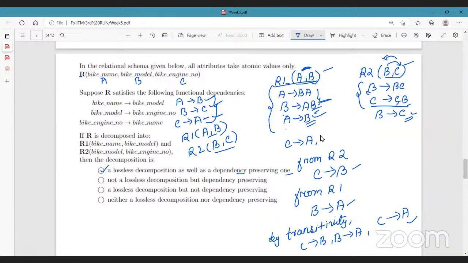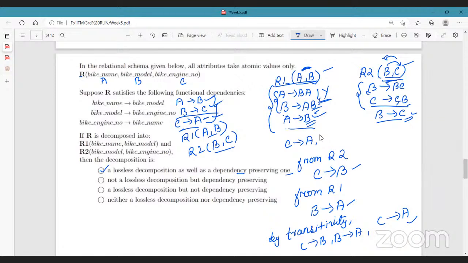Say, for example, if it was only A determines B and B determines C, we would have got it directly. We would not have required these ones, right? However, we have C determines A, so we will need these ones. That is how it works. We'll have to find all the possible functional dependency sets present in a decomposed relation.